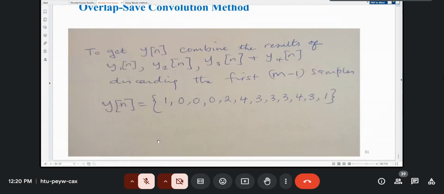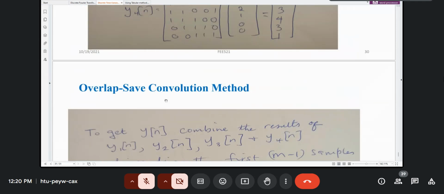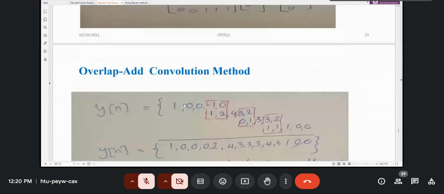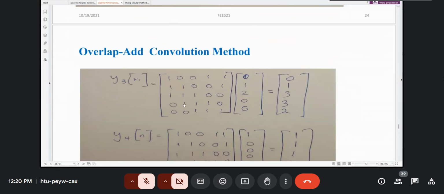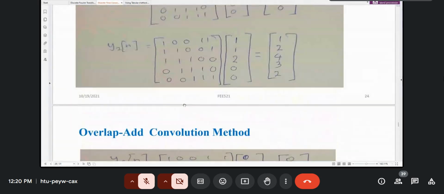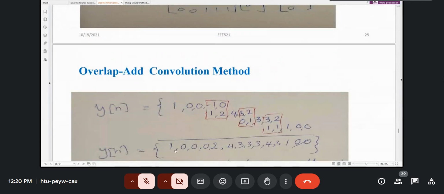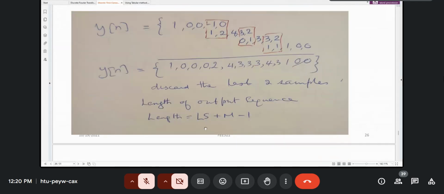So is everybody okay with the overlap add method? Sorry, I meant to say overlap add method. I think I used the same sequence for overlap save. So the solution we got is with the overlap add method. Is everybody okay with the overlap add method? I hope everybody is okay.